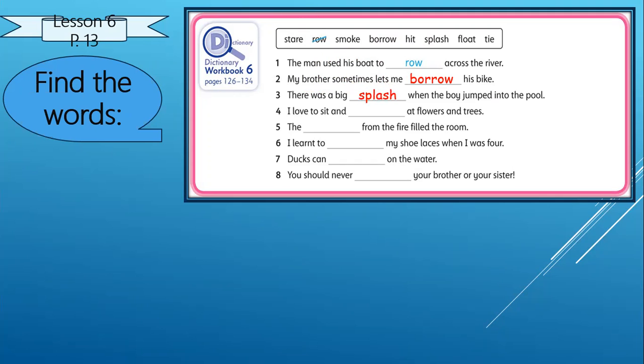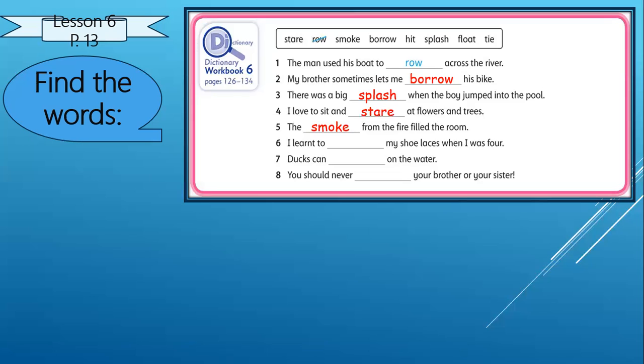Number 4, I love to sit and what at flowers and trees? Yes, very good. Stir at flowers and trees. Number 5, the what from the fire filled the room? When we have a fire, what happened? Yes, very good. The smoke from the fire filled the room.